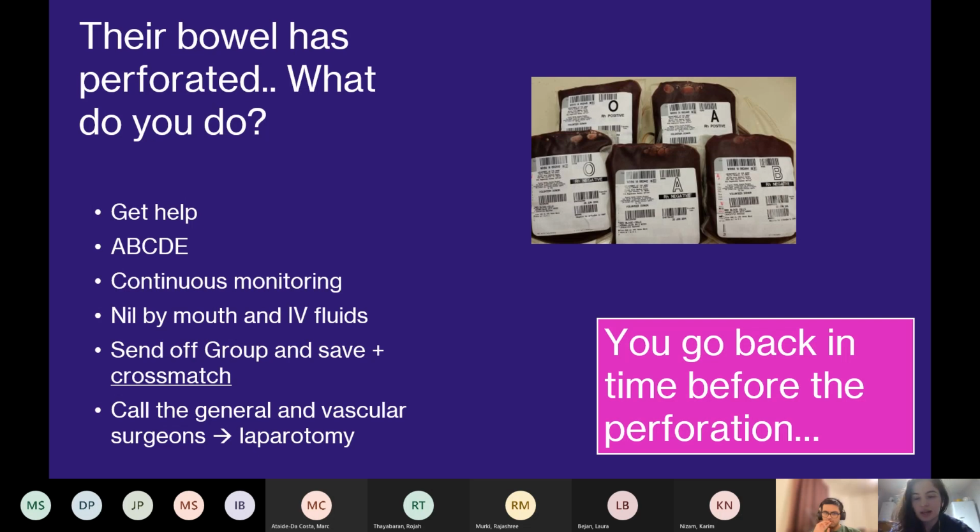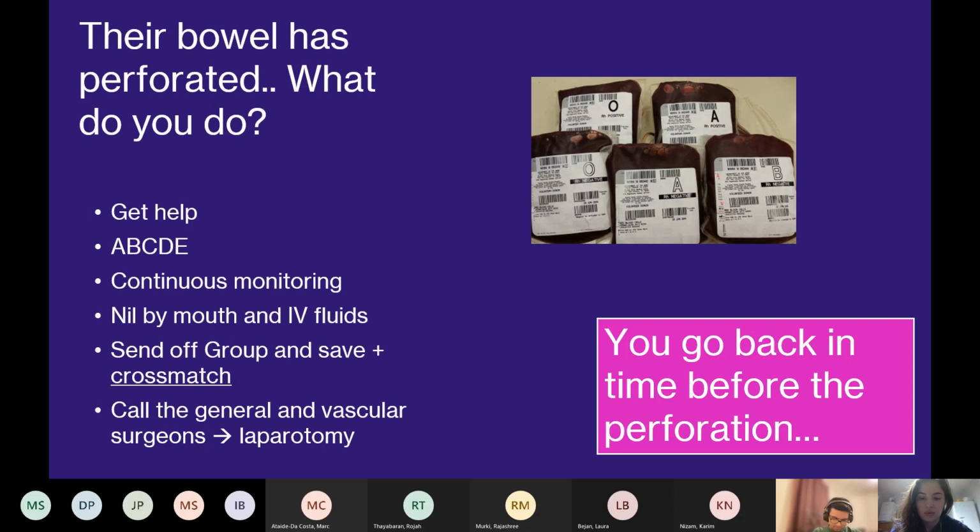So yeah, group and save would definitely be something you do, but what do you definitely need to do, which is a bit of a step further? If they're going to go straight for a complex abdominal surgery, they're going to lose quite a bit of blood. So what should you do additionally to group and save?